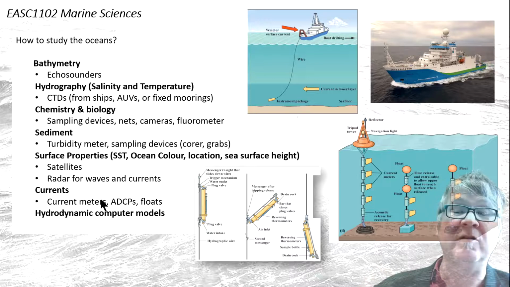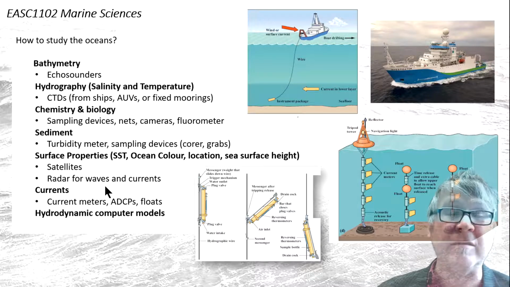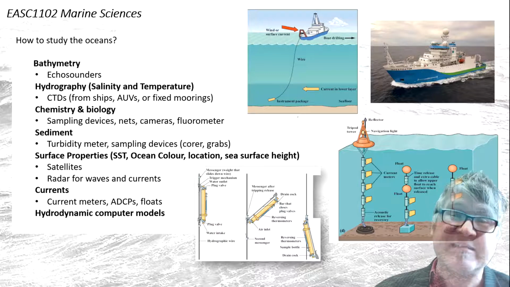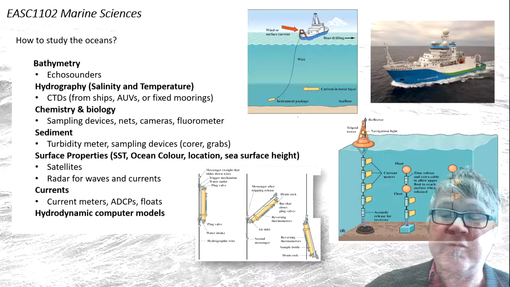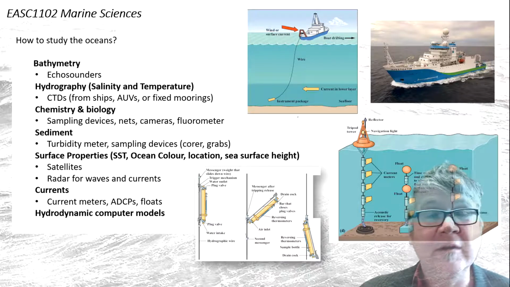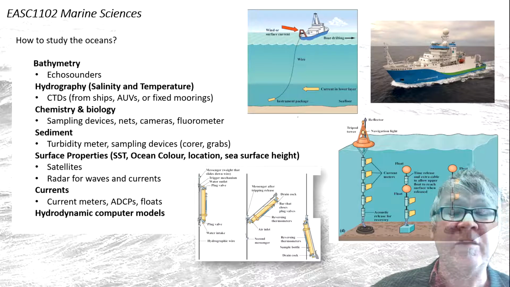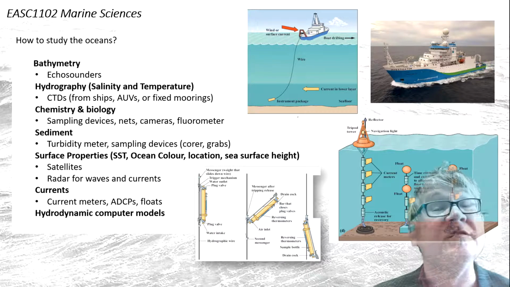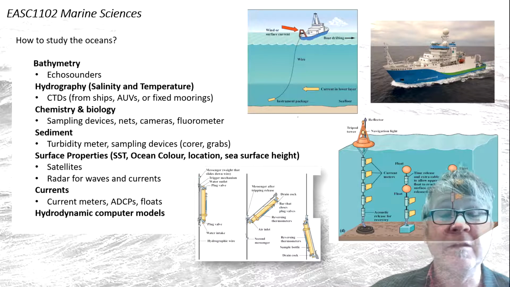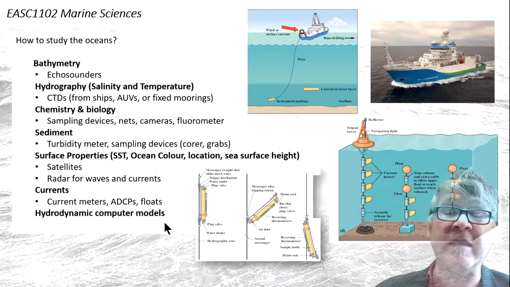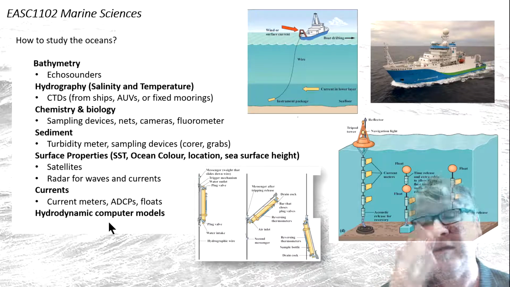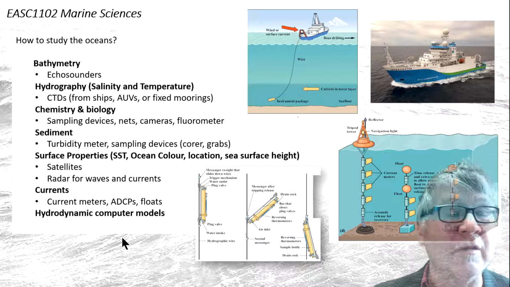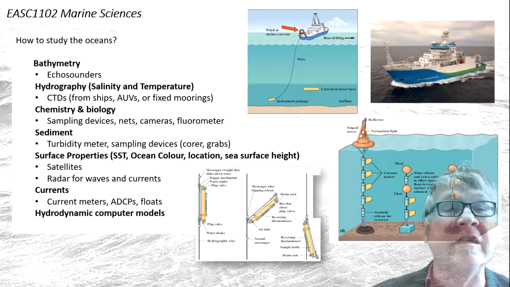And currents, currents means the speed of the water flow per second, meters per second, so distance traveled per second. We use current meters, and there's something called acoustic Doppler current profilers, ADCPs. Floats we can use as well, GPS drifters. And indeed we also use hydrodynamic computer models to simulate the currents and temperature and salinity fields in the ocean.